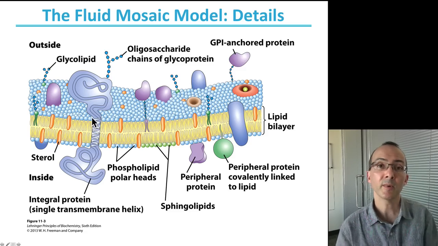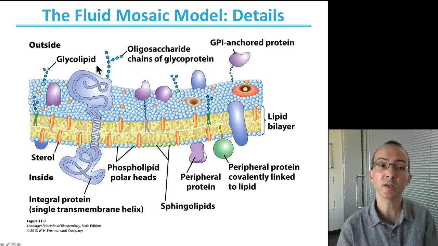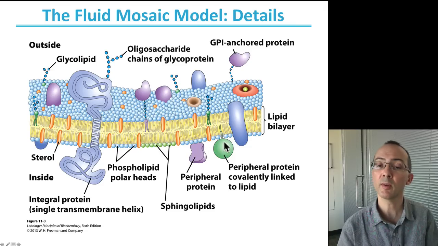Here's a diagram of the fluid mosaic model, and here you can see various phospholipids with their head groups, and sterols inserted into the membrane. Here's an integral membrane, single-pass transmembrane protein. You can see some glycosylation and glycolipids in the extracellular environment. Here's a peripheral protein that's associated with the membrane, and here's a protein that's covalently linked to a lipid.